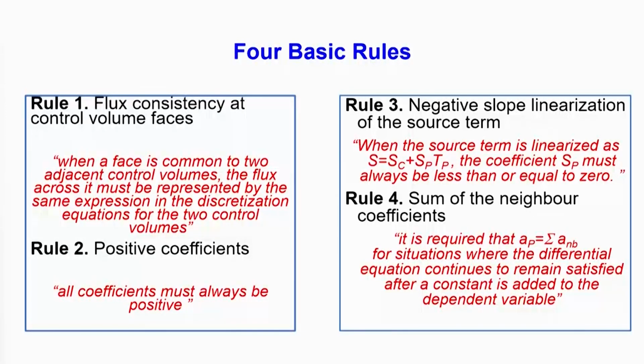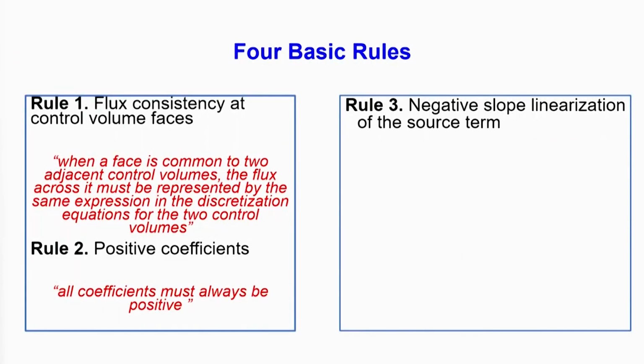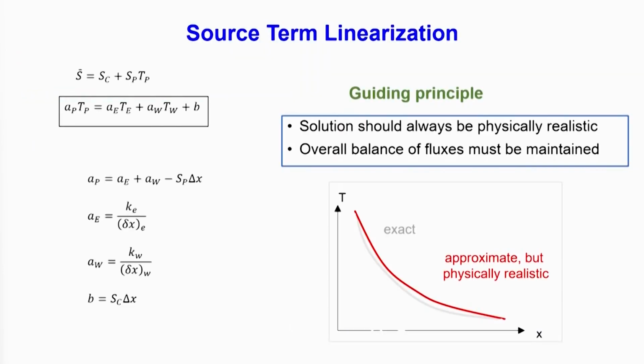Another rule, rule 4: AP is the sum of the neighboring coefficients if there is no source or sink. That means what? Let me come back and see how this follows from the maths, the basic mathematical thing. So if your SP is 0, that means there is no heat source, then you have AP equal to AE plus AW. Now this has to be satisfied.